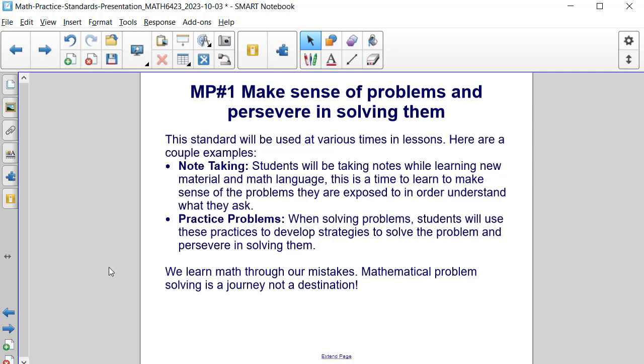We all learn math through our mistakes, and mathematical problem solving is a journey. It's not a single destination. As they continue to learn and grow in this field or subject area, they're going to find different strategies, and sometimes they'll like one strategy more than the other, and that is perfectly okay. Again, it's a journey, not a destination.